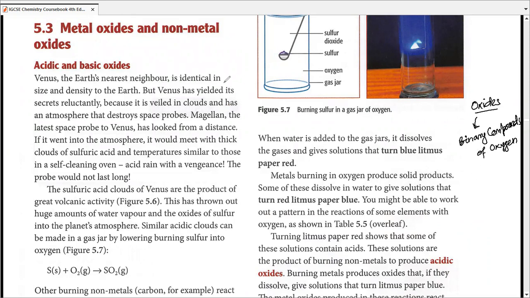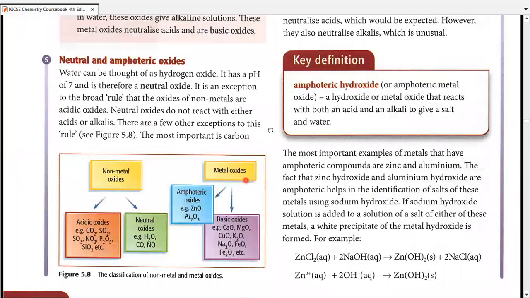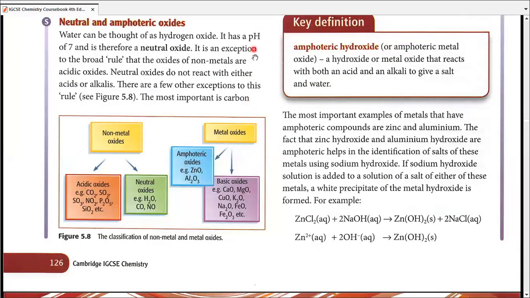If that second element is a metal, we call them metal oxides, simple naming. And if that second element is a non-metal, we call them non-metal oxides. Now, I'm going to directly jump to the next page, and page number 126 has a diagram at the bottom of the page which clarifies it further. Now take a look. We have non-metal oxides and we have metal oxides. Both of them are further bifurcated into two subcategories.